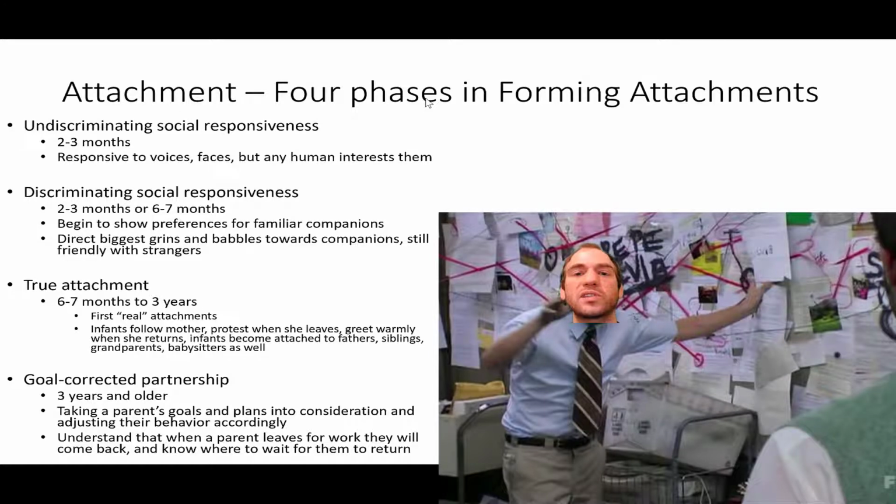So the idea here is that through time we go from attachment, wherein any emotional response and face from any human satisfies an interest of the child, to over time showing preferential responses to their companions and their parents in general, or extended family, and more so than strangers. And then finally, the quote unquote real attachment, wherein infants will follow the person they're attached to around, cry when that person leaves, and then greet them warmly when they return.